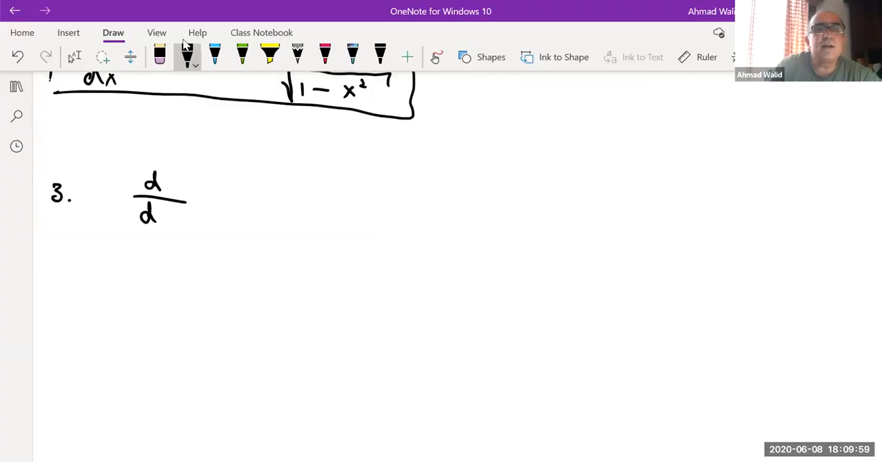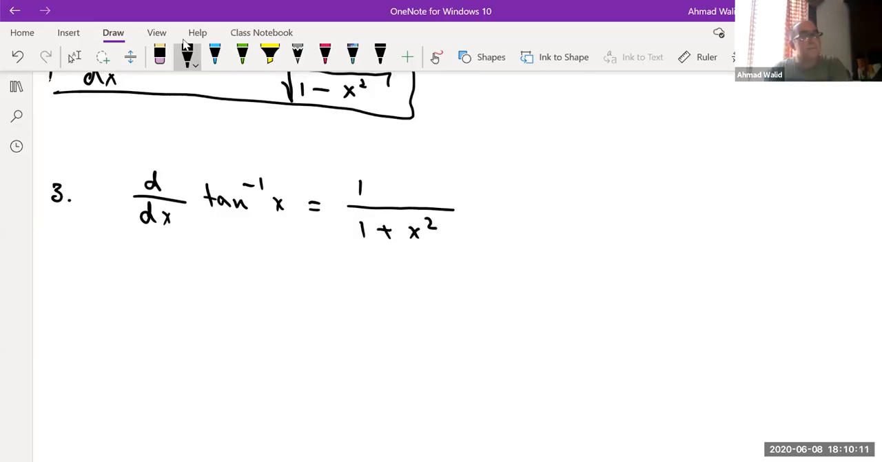d/dx of tan inverse x equals 1 over 1 plus x squared. This is the one that you have to memorize, number 3. I'll show you the proof.